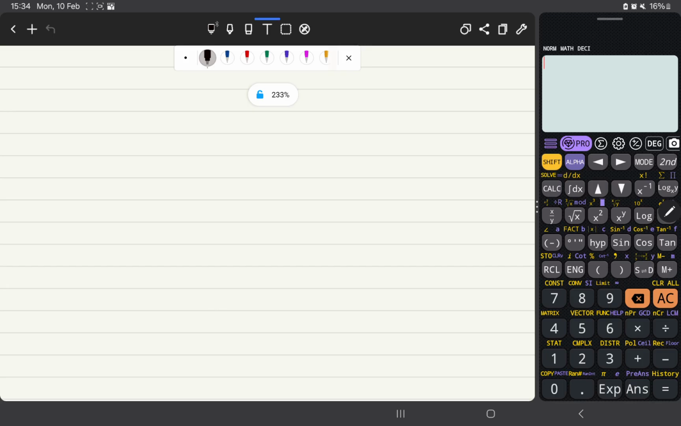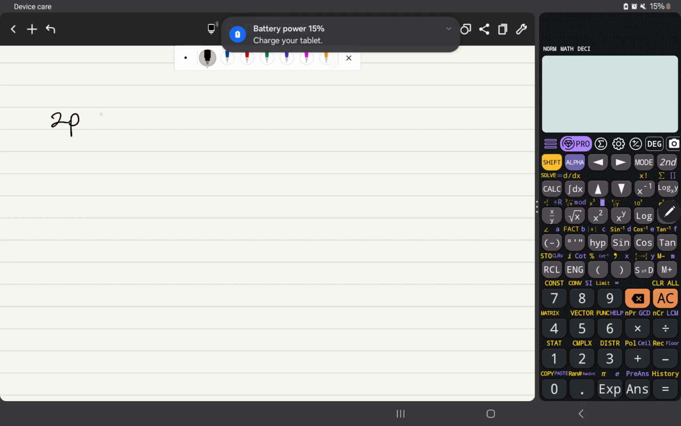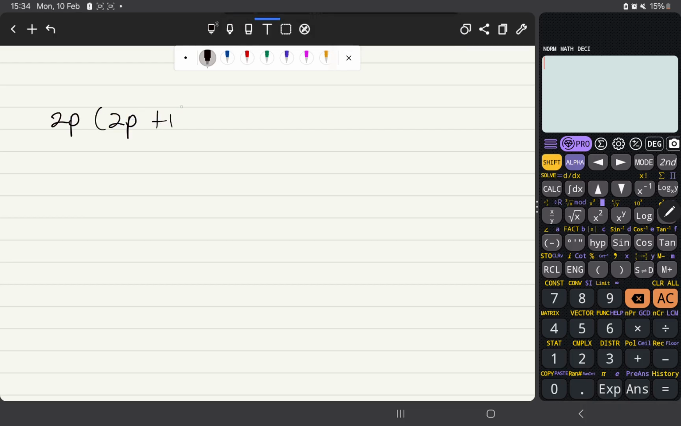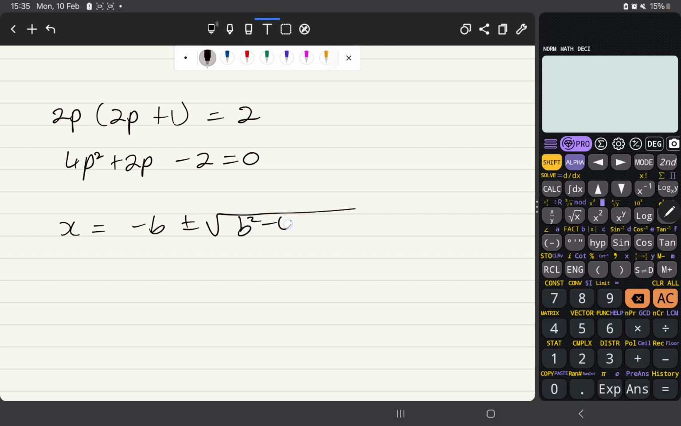Cool. With the second one, it's something a bit similar. Of course, we have 2p into 2p plus 1, that is equal to 2. So of course, remember, like I said, if you have any problem like this one, you cannot directly tell what is a, what is b, what is c. So the best approach would be to just multiply everything out. You see you have 4p squared plus 2p. We transpose the 2, that's minus 2 equals 0, and we go minus b plus or minus square root of b squared minus 4ac divided by 2a.